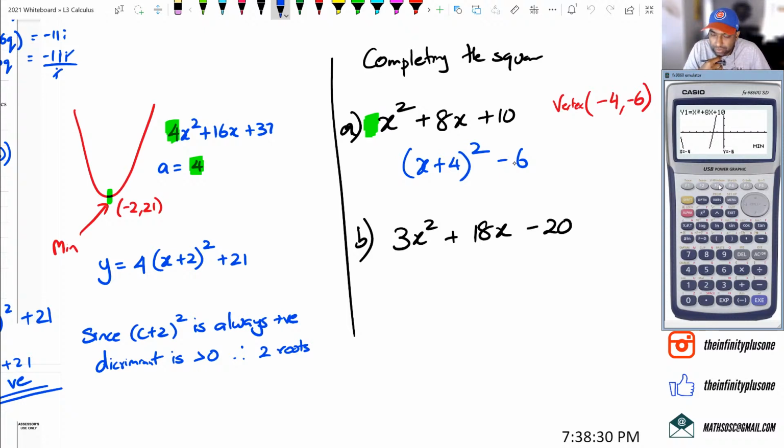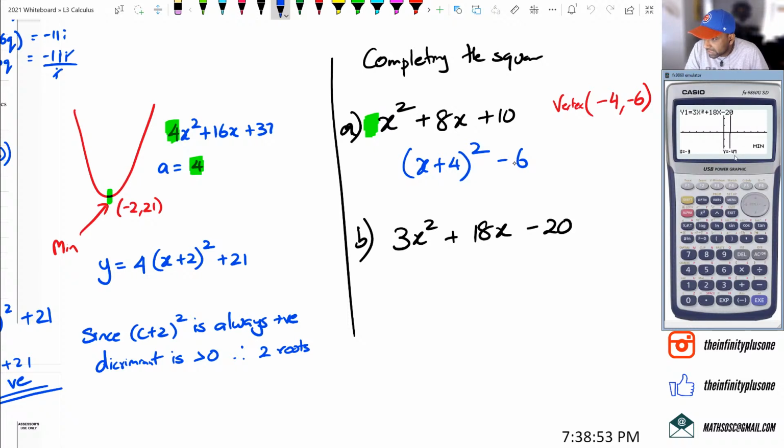So, having a look at question B, guys. What I'm going to do is, again, same thing. I'm going to put in this equation. So I've got 3x squared plus 18x minus 20. I'm going to graph it. I don't care what it looks like. I'm going to find the minimum, G-solve, and click on minimum.